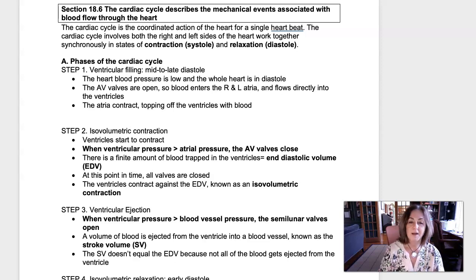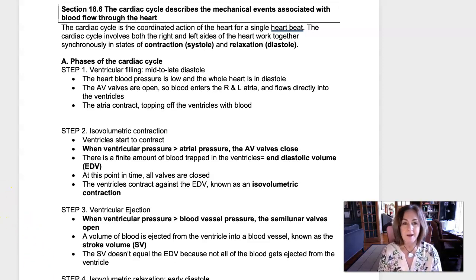In this video, I'd like to finish up talking about the heart by talking about the cardiac cycle and cardiac output. So the cardiac cycle, it's not anything that we haven't talked about yet. It's kind of like an integration of what the heart has to do in order for a single heartbeat.